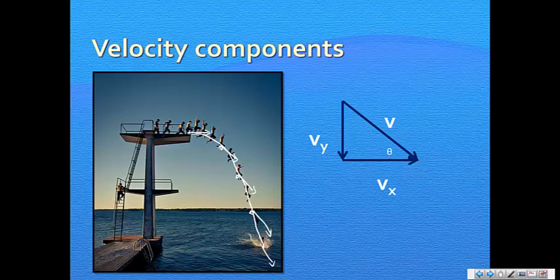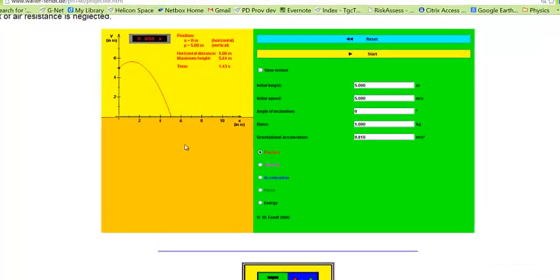If I just was to consider an object being dropped straight down, then the only thing acting on it would be acceleration due to gravity, and everything you've known about vertical motion under gravity would apply. What happens to the horizontal component? Well, if we don't have any air resistance, that component of the velocity is not going to change throughout the flight. And I'll show you what I mean by looking at an applet.